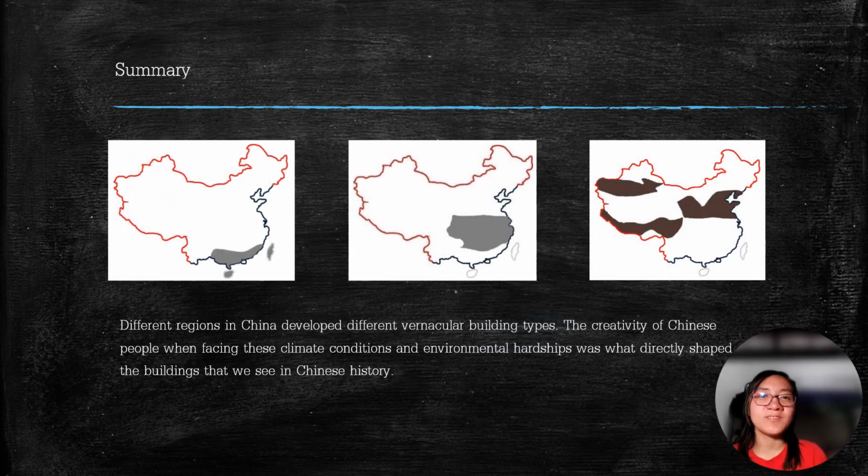In summary, the different regions in China develop different vernacular building types. The creativity of the Chinese people when facing these climate conditions and environmental hardships is what directly shaped the buildings that we see in Chinese history.